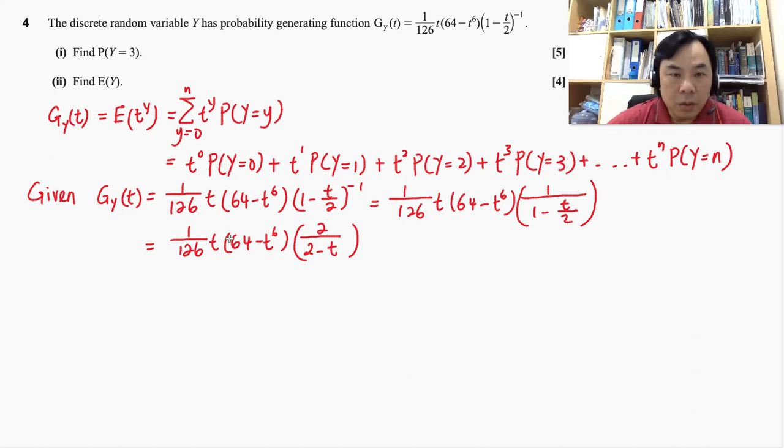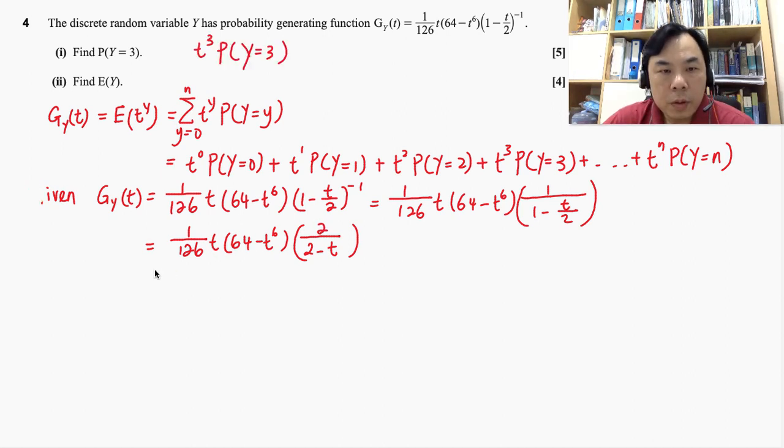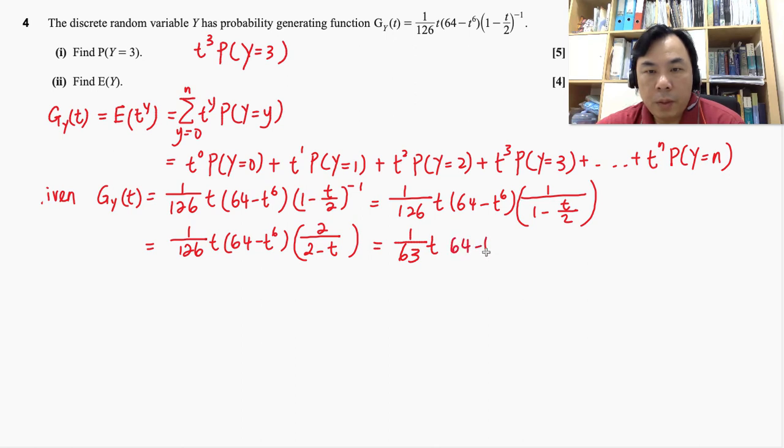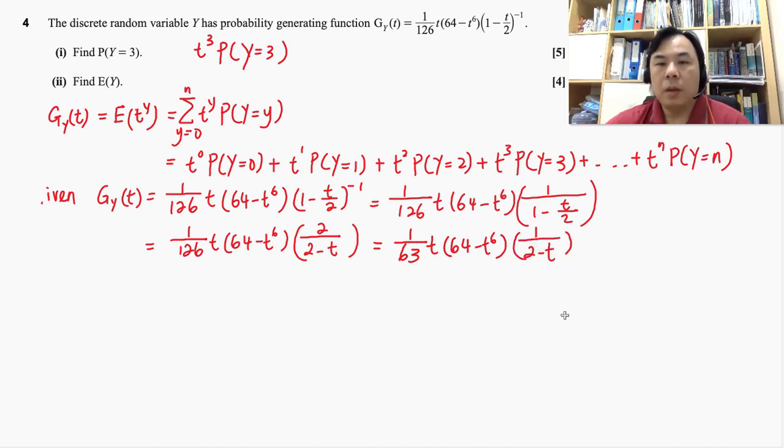And then of course you notice that you can do a bit of simplification here and there. That is fine, so you can simplify that. Now after simplifying this, we will get something like this. We will get 1 over 63 because these two cancel with this. So therefore you get (64 minus t^6) over 2 minus t here. And then after that we can further simplify this.